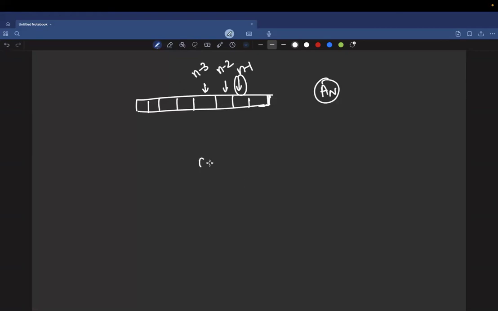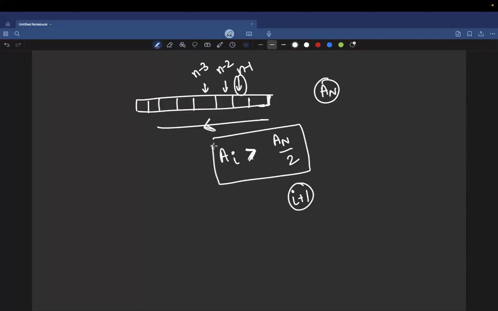At some place, if that guy, let's say at position I, is having money more than AN by 2, in that case, we will know that, hey, Sushil cannot come at the ith position. So the answer must be I plus 1. Does it make sense? Guys, yes or no? Does it make sense? We can just iterate this array from right to left, and as soon as we reach this position, we can just say that our answer is I plus 1.